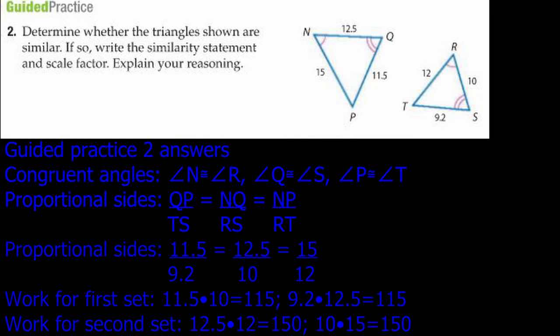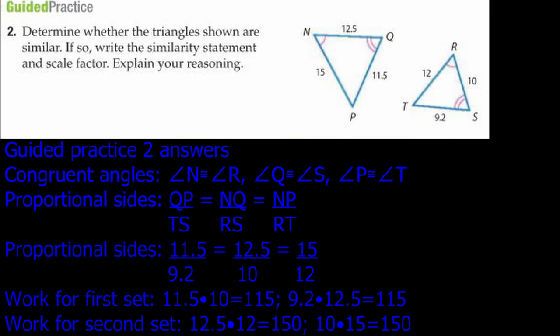The work for the second set, you go with the middle and the right, and you ignore the leftmost fraction. So in this case, the top left would be 12.5, and the bottom right would be 12. 12.5 times 12 is 150. And then you do the bottom left from the first fraction times the top right from the second fraction. 10 times 15 is 150. So we have matching numbers, so the second set are proportional. So since the first set was proportional, the second set was proportional, all of the sides are proportional.